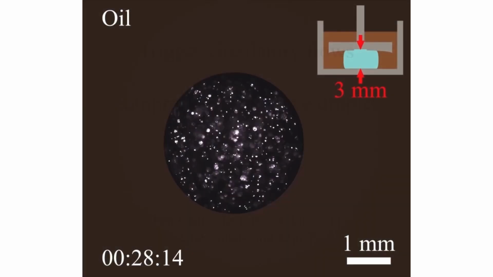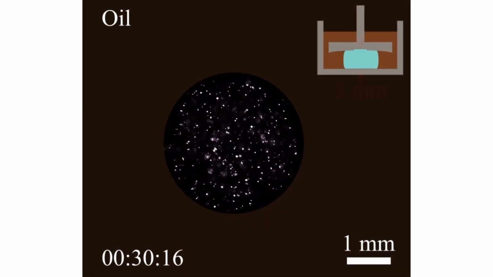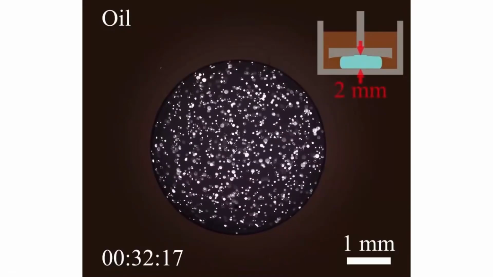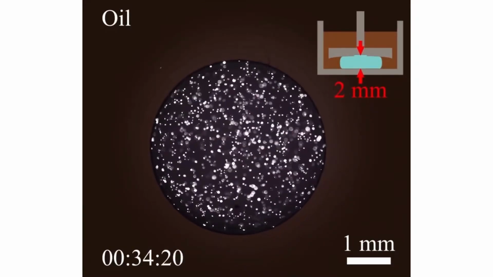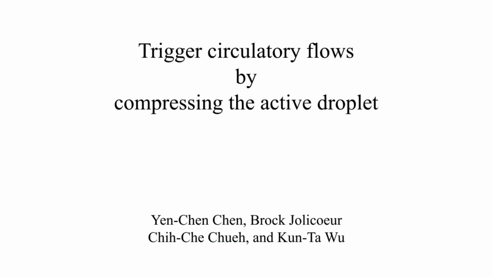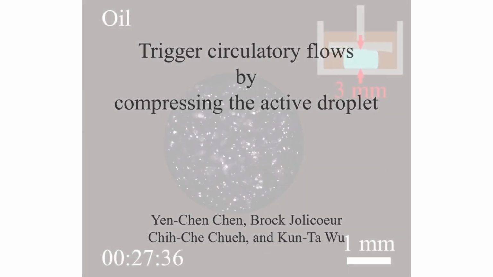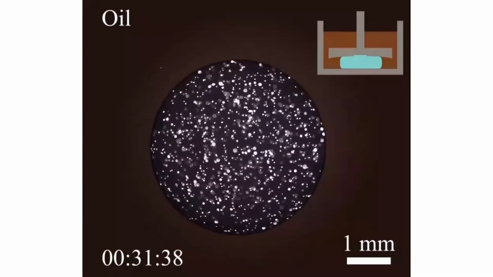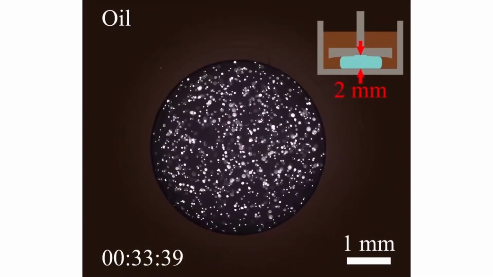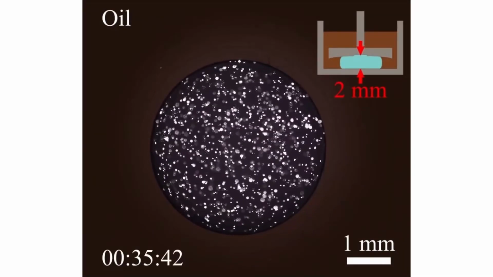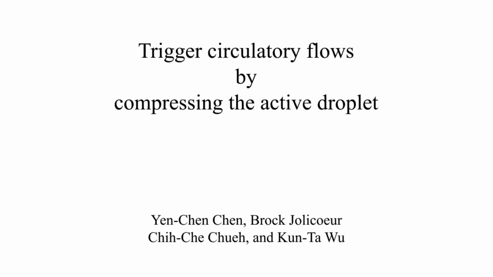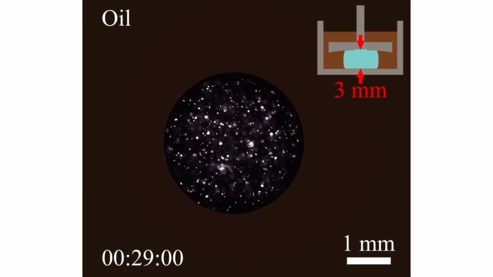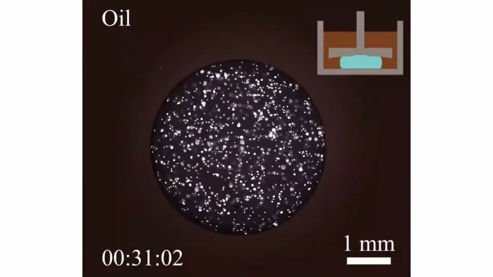Again, the process could be reversed. In this example, we started with a less compressed droplet where active fluid developed a chaotic flow. Then we compressed the droplet to decrease its height but increase its radius. In this thinner, wider droplet, the circulation returned, showing that we could initiate the circulation by deforming the droplet as well.